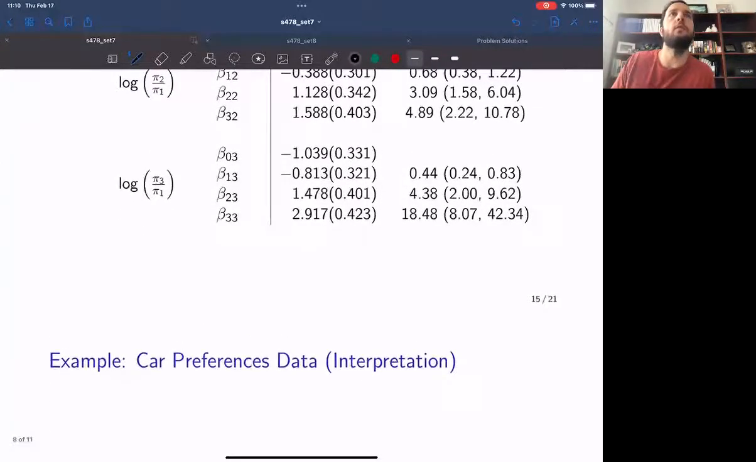All right, so let's break down some of the things that we can pull out of this kind of model, as it does contain quite a bit of information.